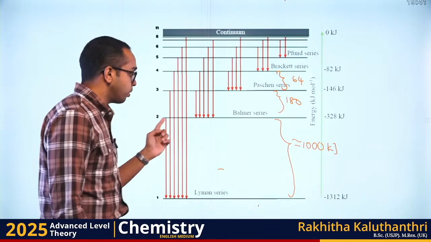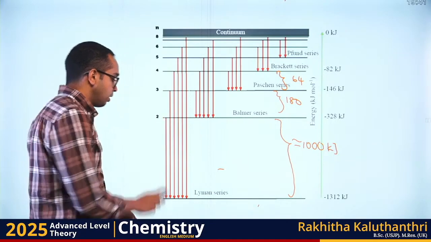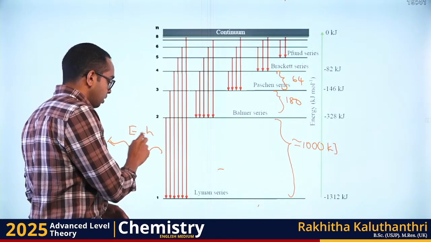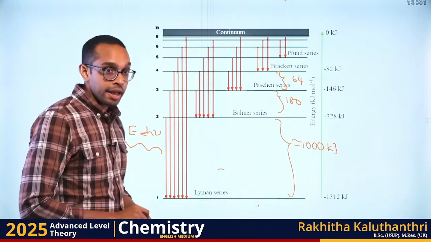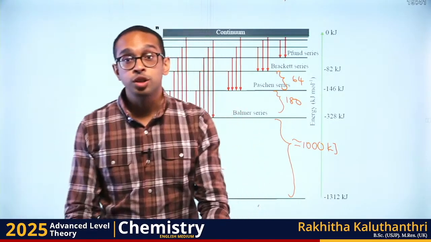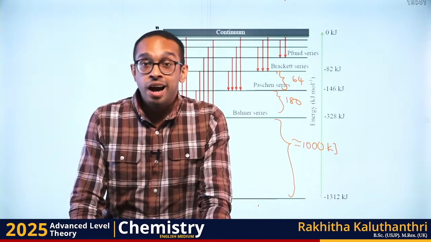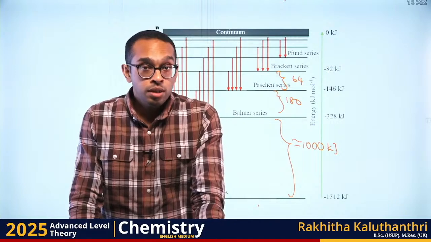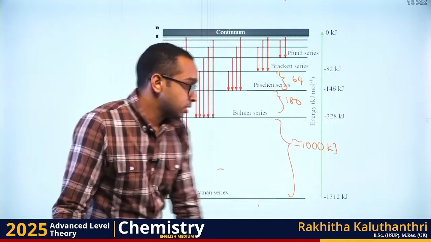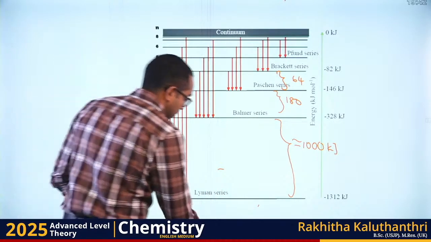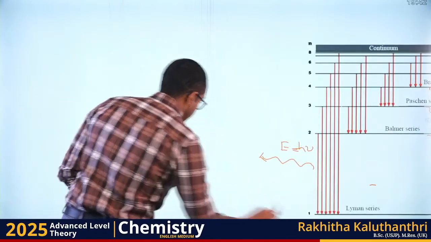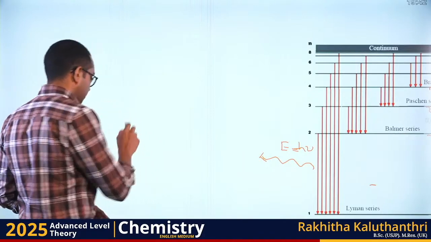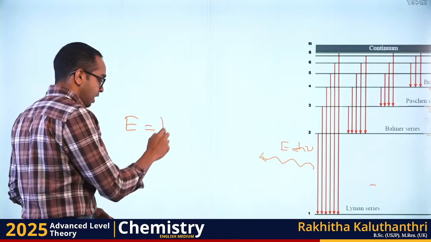When an electron falls from the second energy level to the first energy level, the produced electromagnetic radiation has a wavelength that falls within the UV region. The UV region is a high energy region, right? So when it comes to the electromagnetic spectrum, we learned that as the frequency increases, energy increases, as we know, E is equal to h nu.